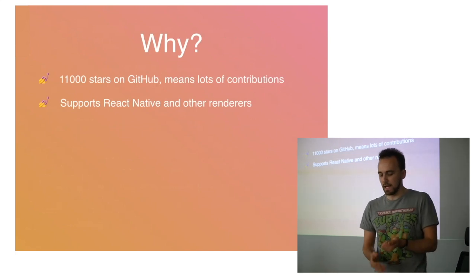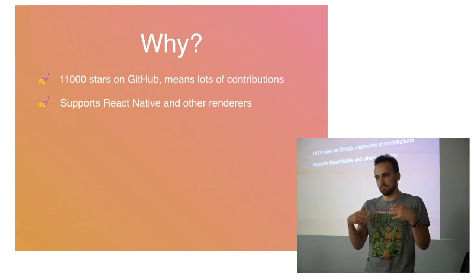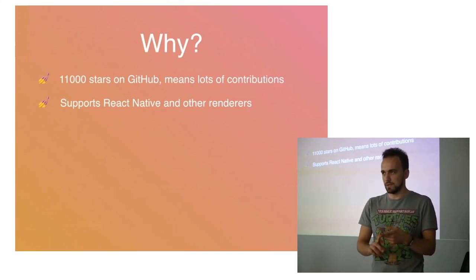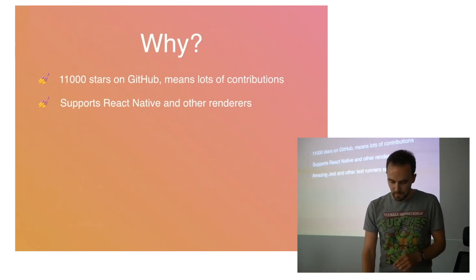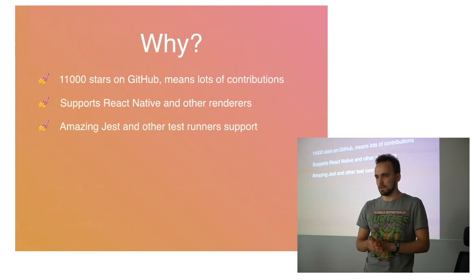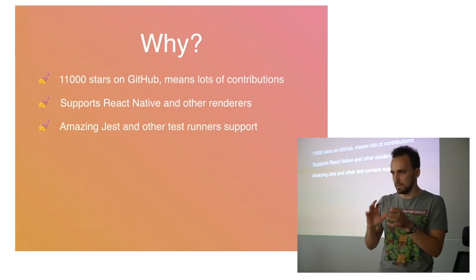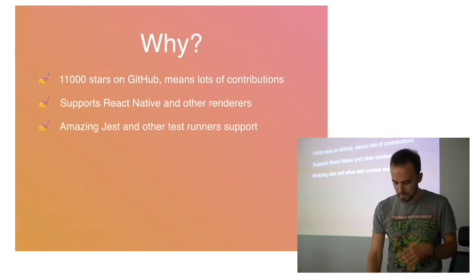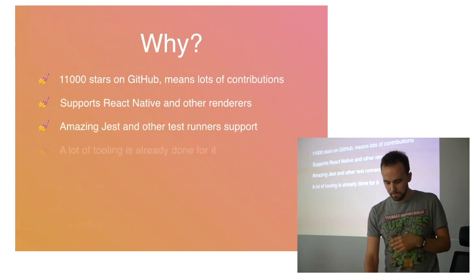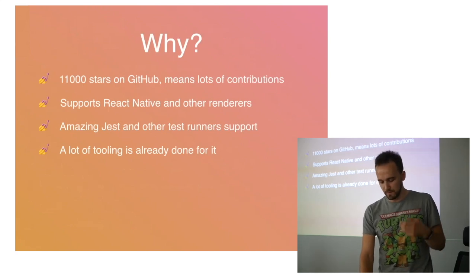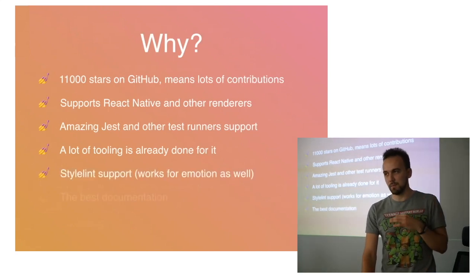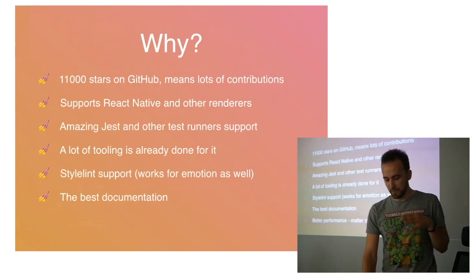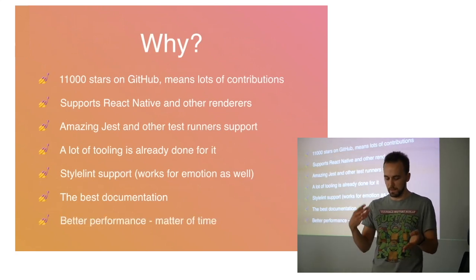It also supports React Native and other renderers, which is cool. Emotion doesn't support it, Glamorous supports it too. It's amazing that Jest and other test runners support it. You can do tons of nice unit testing, like, does it appear on your component or not? So it's quite powerful and cool. And a lot of tooling is already done for it, like linting, which works for Emotion as well. It has the best documentation, and performance is a matter of time, and I'll explain why again.